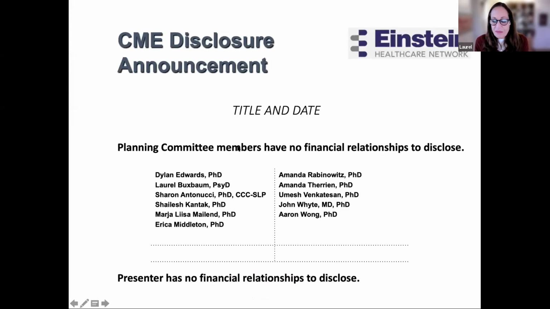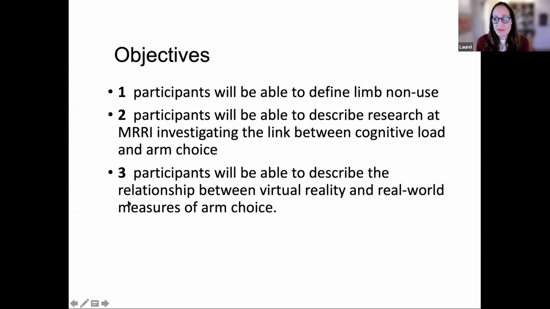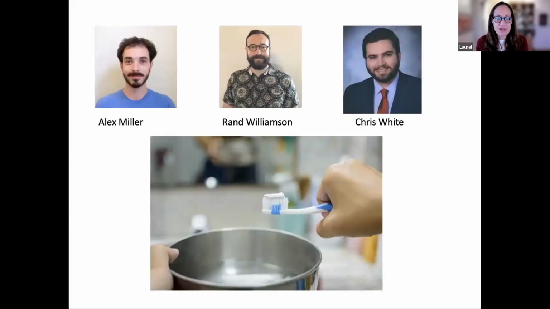This is the Planning Committee, who have no financial relationships to disclose, and here are the objectives. After this talk, you'll hopefully be able to define limb non-use. You'll be able to describe research at MRRI that investigates the link between cognitive load and arm choice, and to describe the relationship between virtual reality and real-world measures of arm choice.